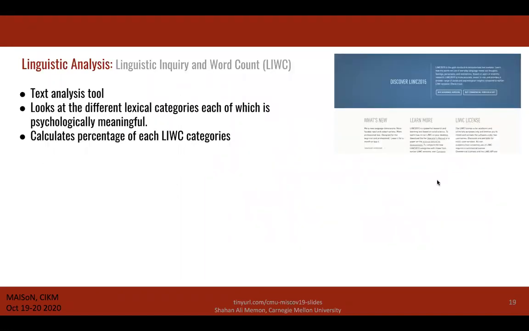The next analysis we do is linguistic analysis. To understand the linguistic differences between the two competing communities, we run the Linguistic Inquiry and Word Count program, abbreviated as LIWC, on the set of tweets that we have. This is a text analysis tool, and it looks at different lexical categories, each of which is psychologically meaningful. By lexical categories I mean categories such as pronouns, function words, and so on. If you give it a text, it will tell you the percentage of words that are pronouns, the percentage of words that are function words, and so on.